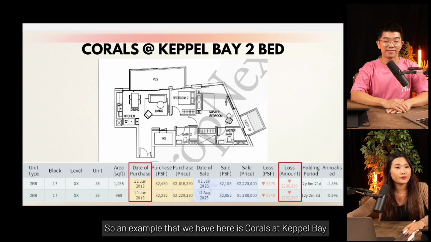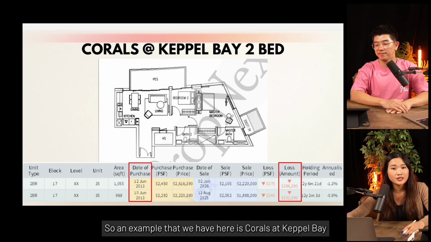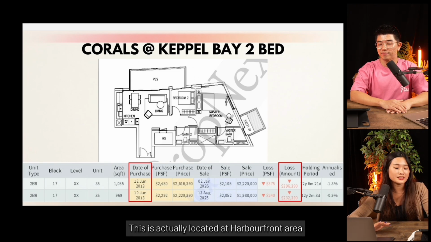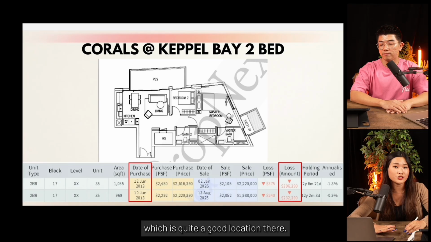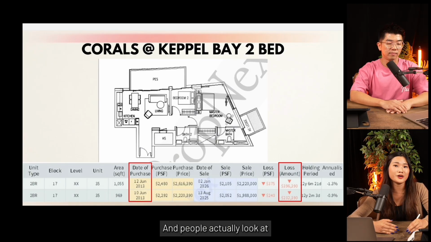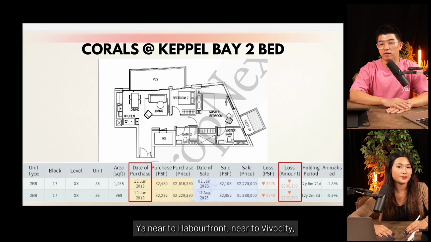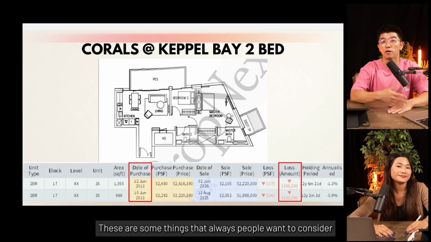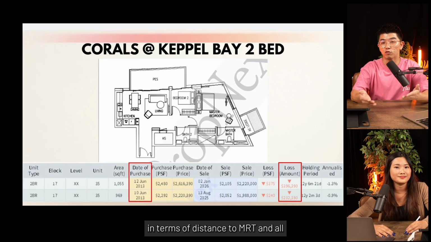An example that we have here is Chorus at Keppel Bay. To give you a rough idea, this is located at the Harbourfront area, the south side of Singapore, which is quite a good location that people actually look at. Near to Harbourfront, near to VivoCity. These are things people always want to consider in terms of distance to MRT and all.